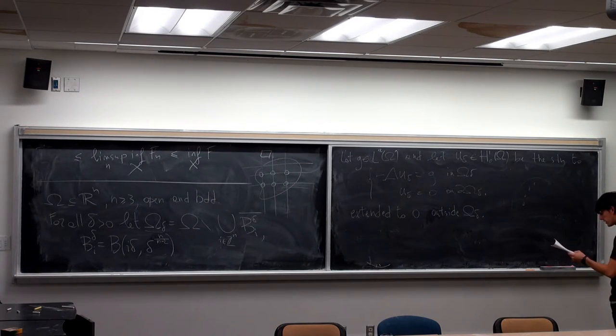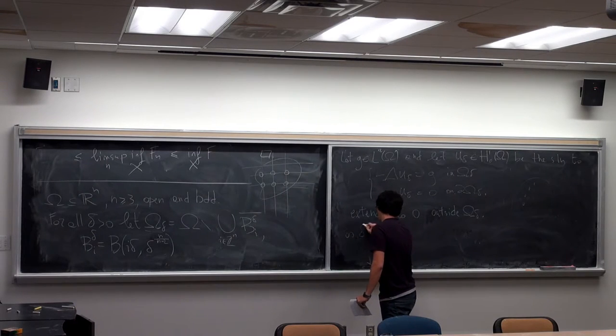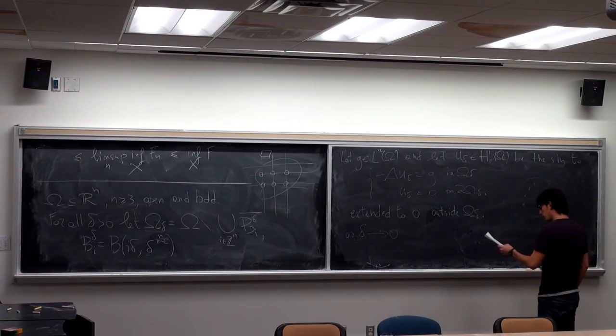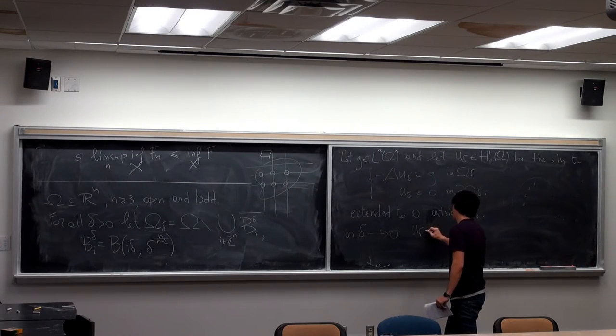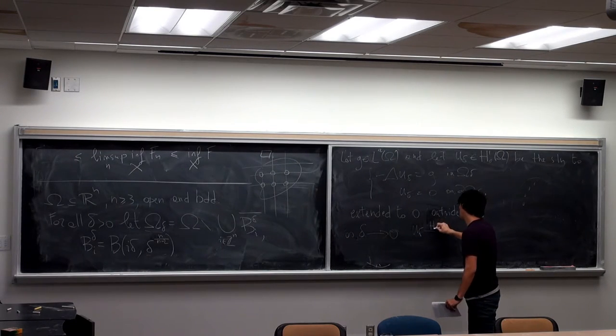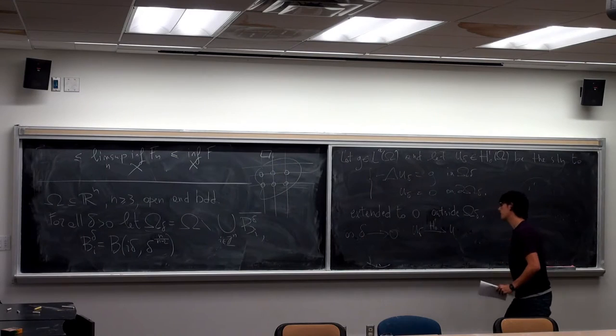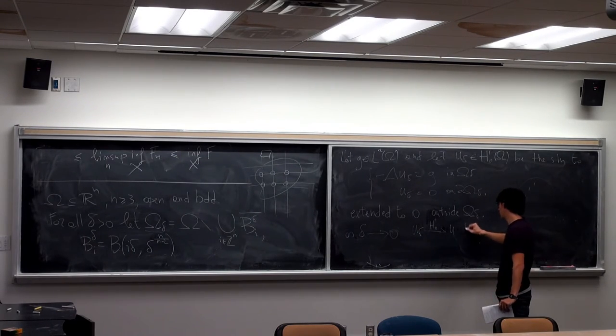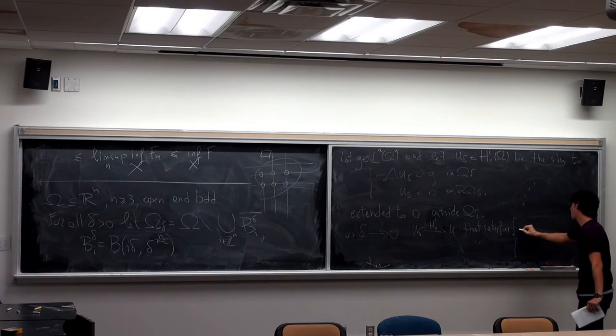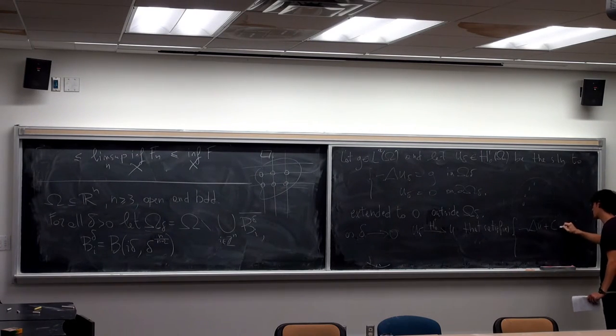Okay, and what I want to show is that as delta goes to zero, u delta converges weakly in H^1_0 to a function u that satisfies minus Laplacian of u plus a constant times u equals g in omega, and u is zero on the boundary of omega. So this is kind of strange in some sense. There is this weird extra term that pops out in the limit.